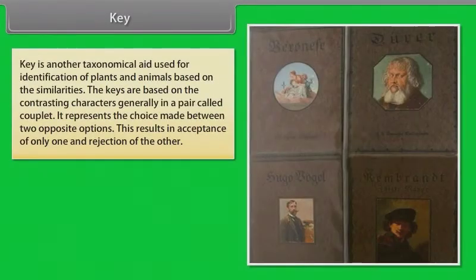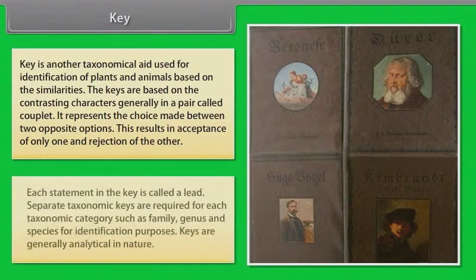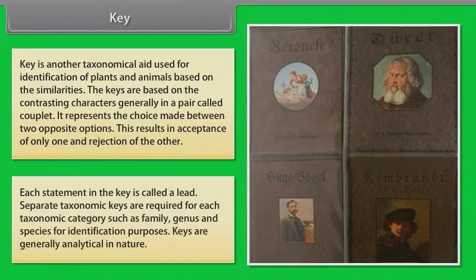Key. Key is another taxonomical aid used for identification of plants and animals based on the similarities. The keys are based on the contrasting characters, generally in pairs called couplets. It represents the choice made between two opposite options. This results in acceptance of only one and rejection of the other. Each statement in the key is called a lead.